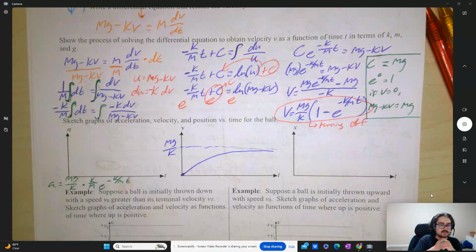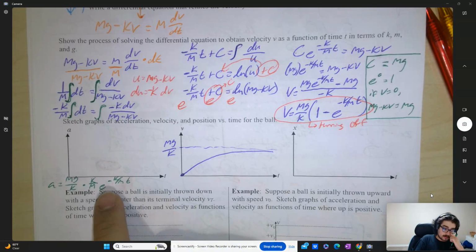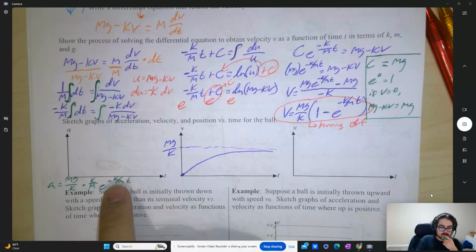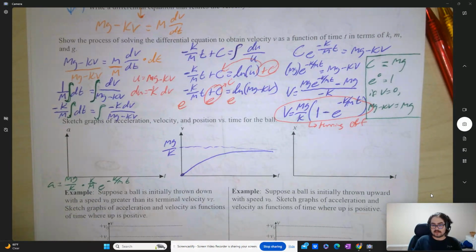And basically what I'm doing is the chain rule at work. What I've done here is the chain rule. e to the whatever, the derivative of e to the whatever is going to be e to the whatever.